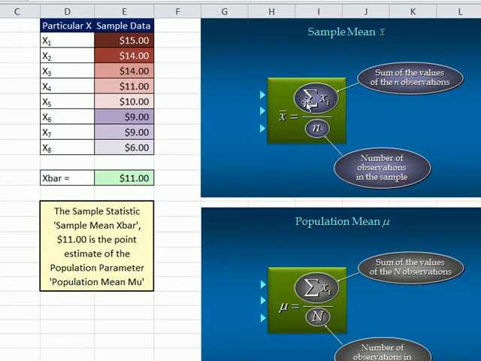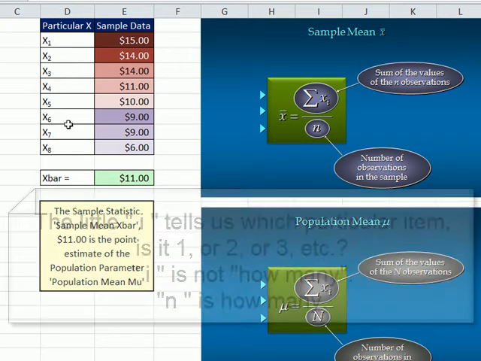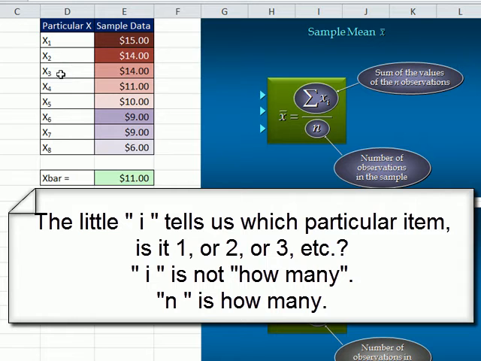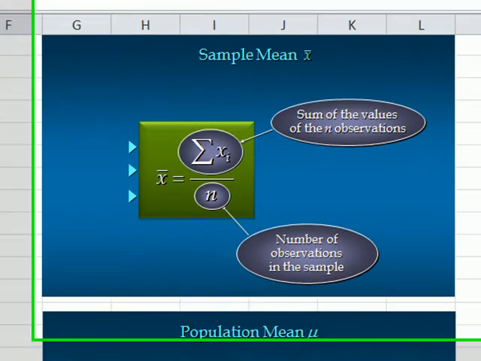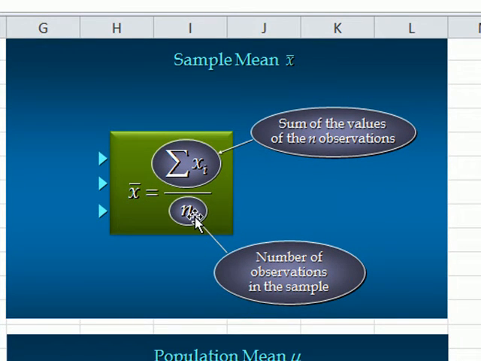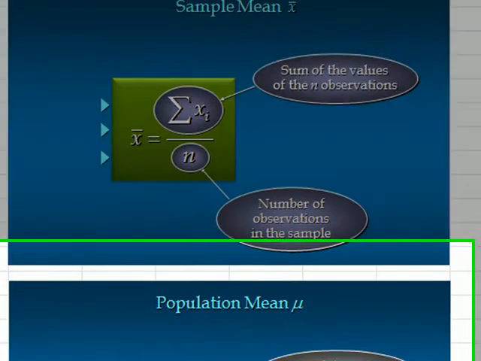All right, so sigma x sub i divided by little n. Sigma means add. X sub i. Notice I have listed all the x's here: x sub 1, x sub 2, x sub 3. The little i just says how many there are. So there's all of our sample data points. And the n is what we use as a variable letter to stand for sample size.